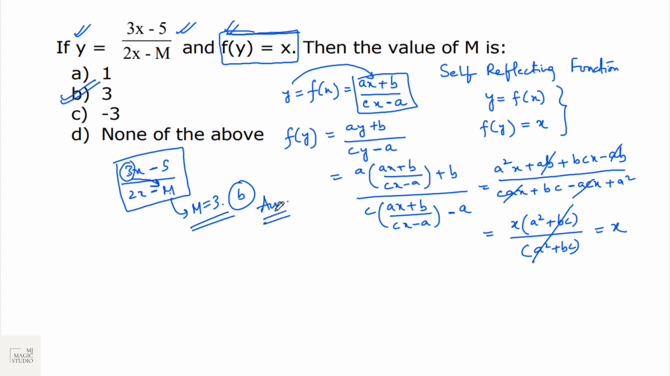If you know this, you can crack this question in 5 seconds. Obviously, you are not going to solve this in the exams this way. This is just to make you understand how self-reflecting function questions are solved. Any function of this form (ax + b) upon (cx - a), linear and rational, will be self-reflecting only if these two coefficients, the coefficient of x in the numerator and the constant part with the negative sign in the denominator, are the same. So based on that, the value of m should be equal to 3. Option B is the pick.